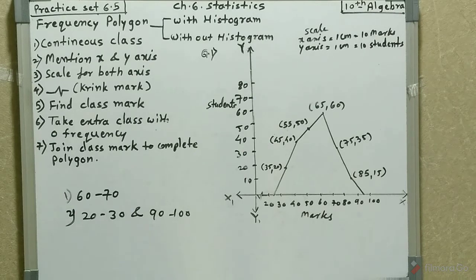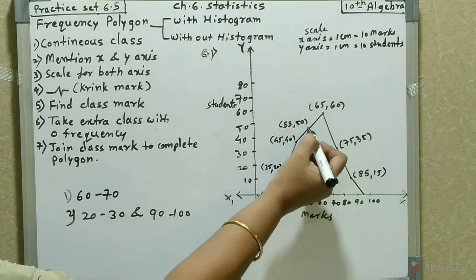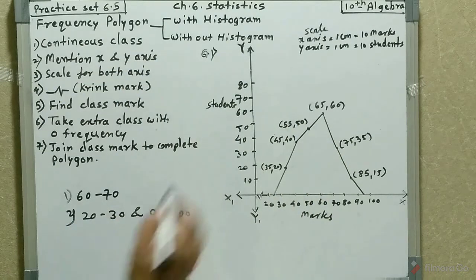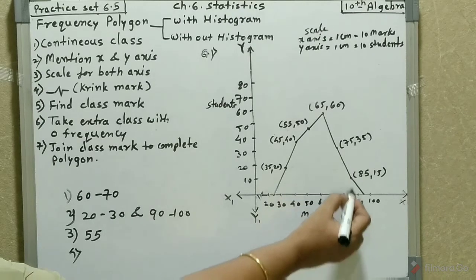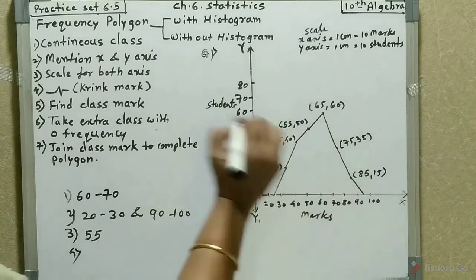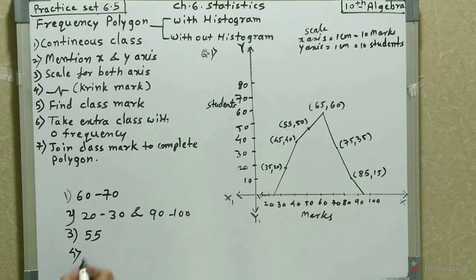Now the third question: what is the class mark of the class having a frequency of 50 students? So the frequency of 50 students is here. The class mark is what? 55. So our answer is 55, the class mark for a frequency of 50 students. Next, the fourth: write the lower and upper limit of the class whose class mark is 85. So the class mark is 85, here. The lower and upper limits are 80 and 90. 80 is the lower limit, 90 is the upper limit.